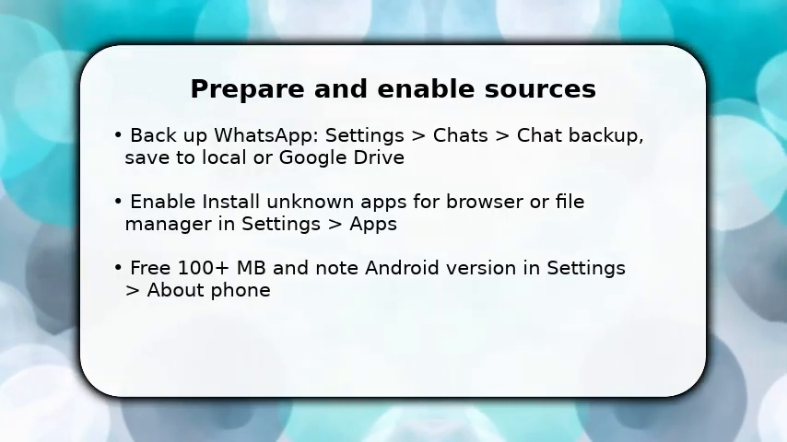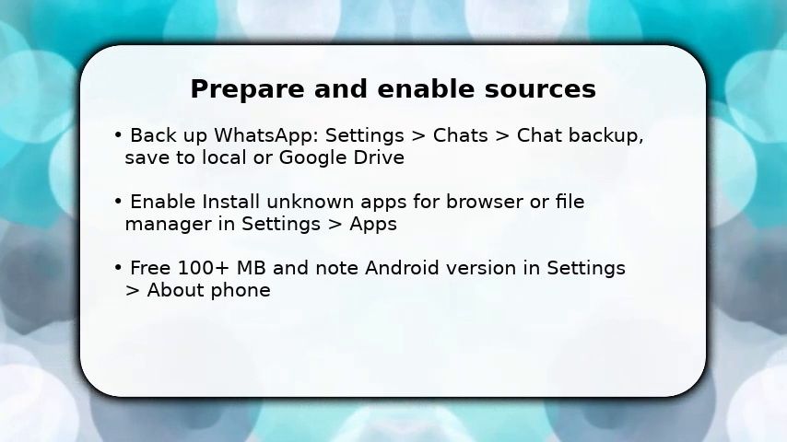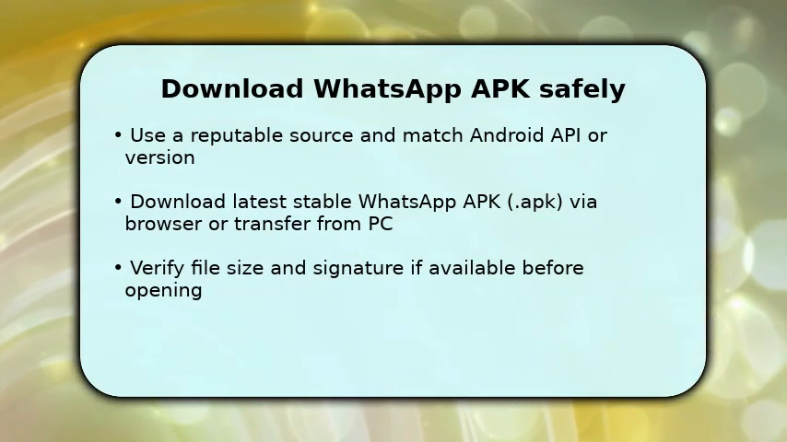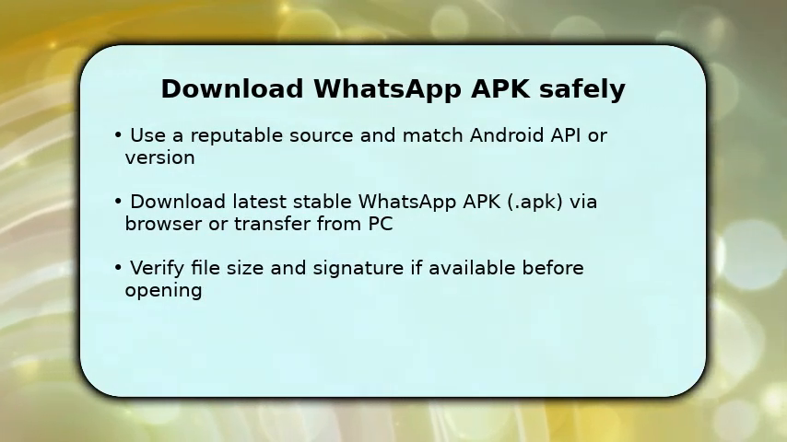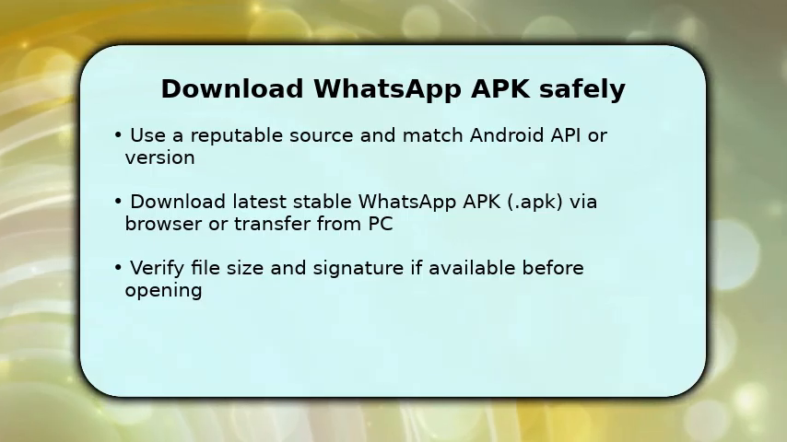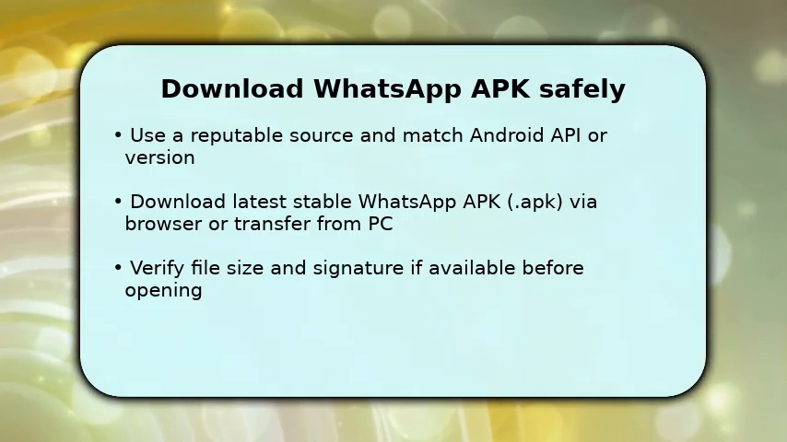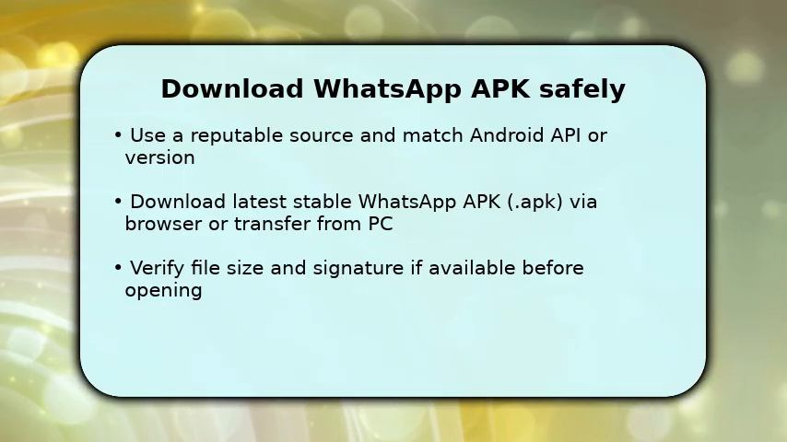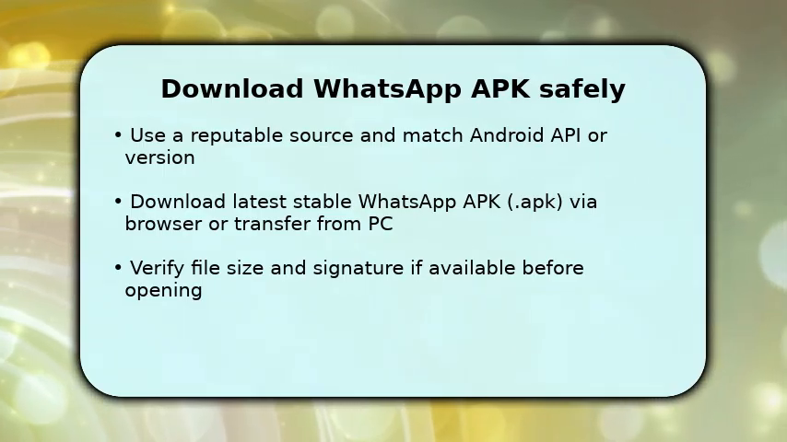Next, you find and download the correct APK. Choose a reputable source and pick the stable build that matches your Android version. This prevents incompatibility errors. Download the app directly in your phone browser or transfer it from a computer via USB.